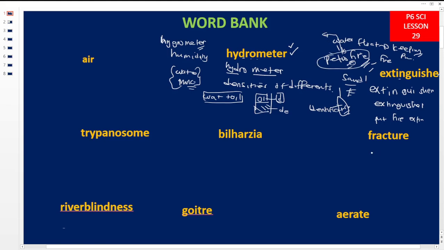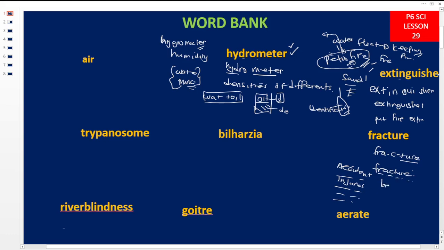Then we have our other word here. What's this word? This word is fracture. What is a fracture? A fracture is an accident. Do you remember what an accident is? A sudden happening that can cause harm or injuries to an individual, to someone, or to a person. Now we have this abrupt happening. We don't expect to get this, but we get it.